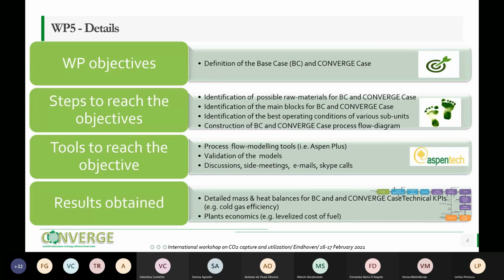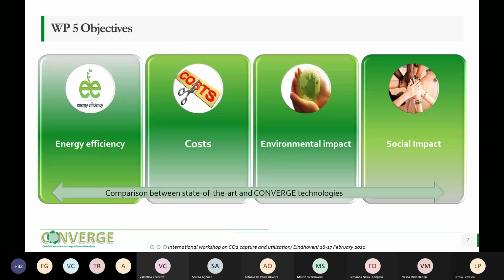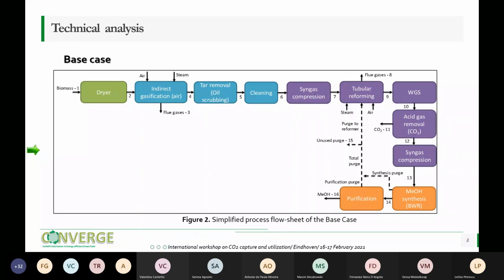The results obtained in this work package will be the detailed mass and heat balances for the base case and the Converge case, and also the technical key performance indicators and the plant economics. So the objectives of this work package are focused on sustainability, which is based on the technical, economic, environmental, and social impact evaluation. Now let's move a little bit to the technical stuff.